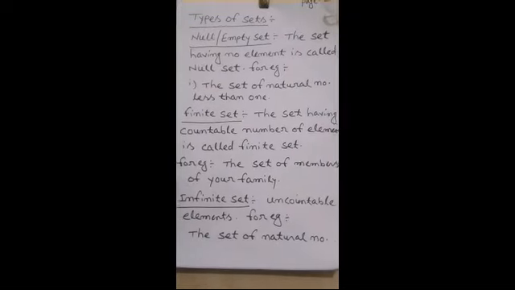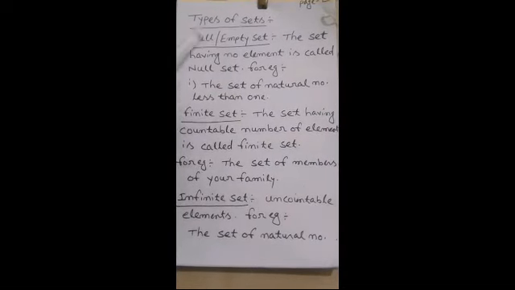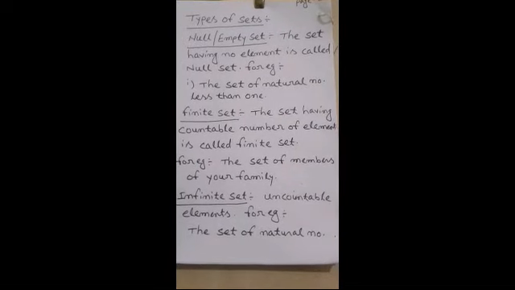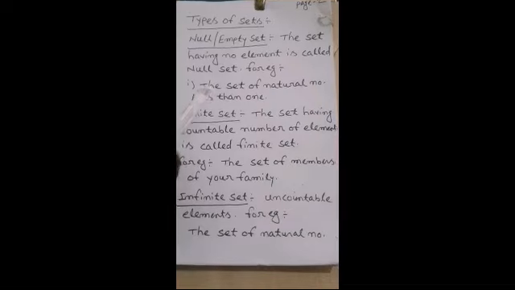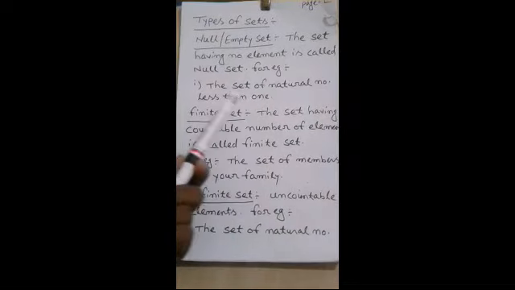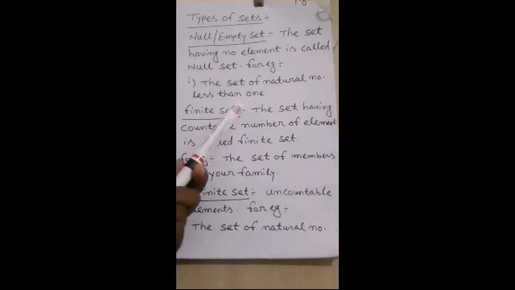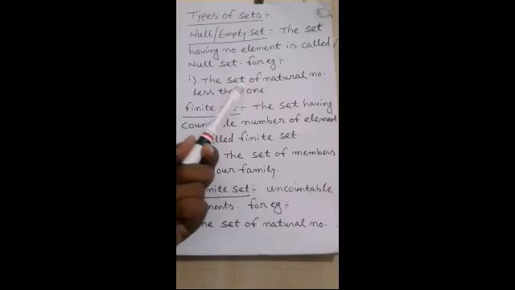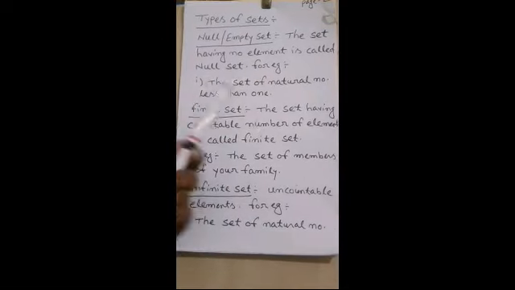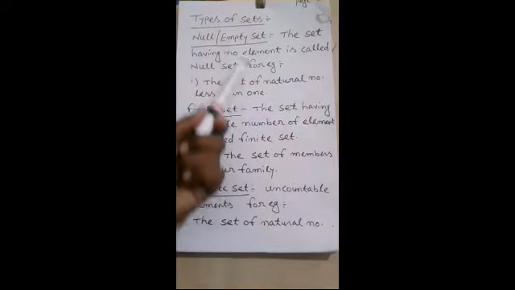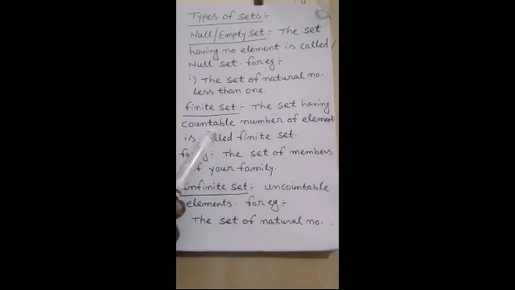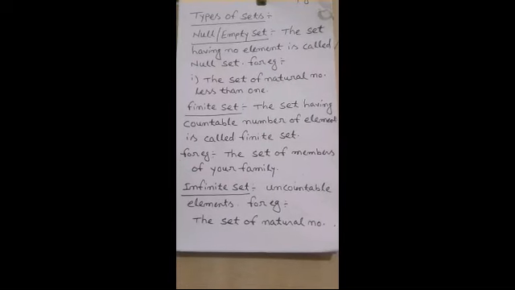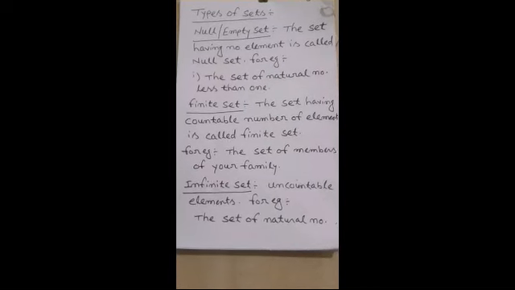Now see the types of sets. There are different types of sets. I have written three here. First is the null set. The set having no element is called a null set. There will be no element. For example, the set of natural numbers less than 1. We know that natural numbers start from 1, so less than 1 there is no number. So this is an example of a null set, where there will be no element. The set of even numbers less than 2 is also an example of a null set. The set of Olympic games held in India is also an example of a null set.